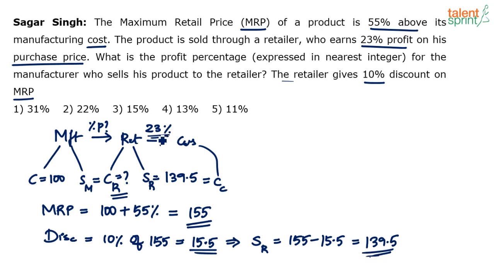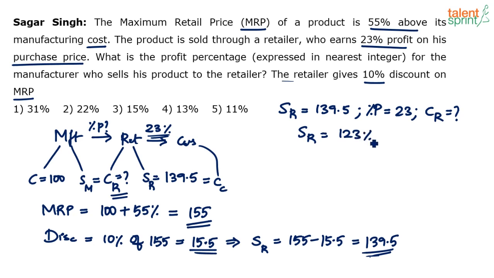Profit percentage of the retailer is 23%, right? Selling price for retailer is 139.5. Profit percentage for retailer is 23. Cost price for retailer is equal to what? You know that if the profit is 23%, selling price will be how much? 123%. So 123% is equivalent to 139.5.